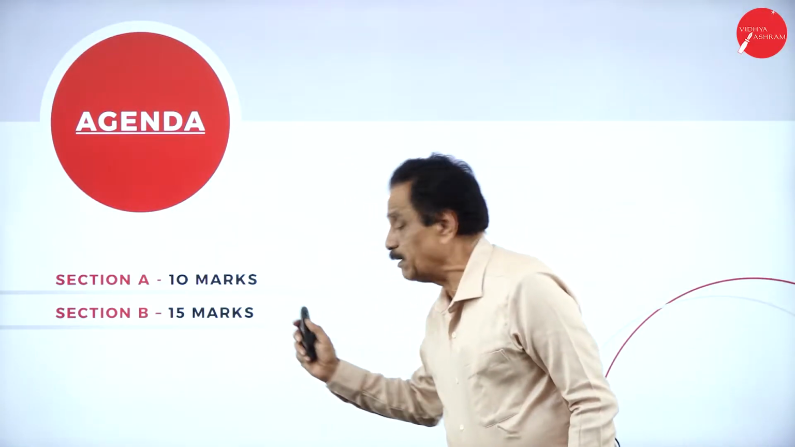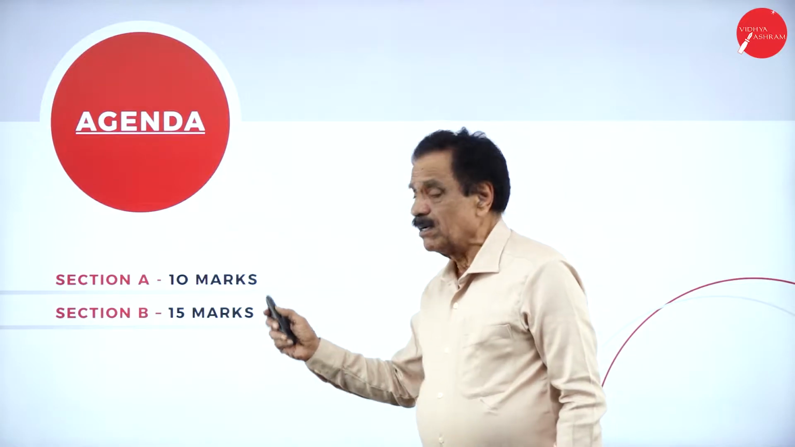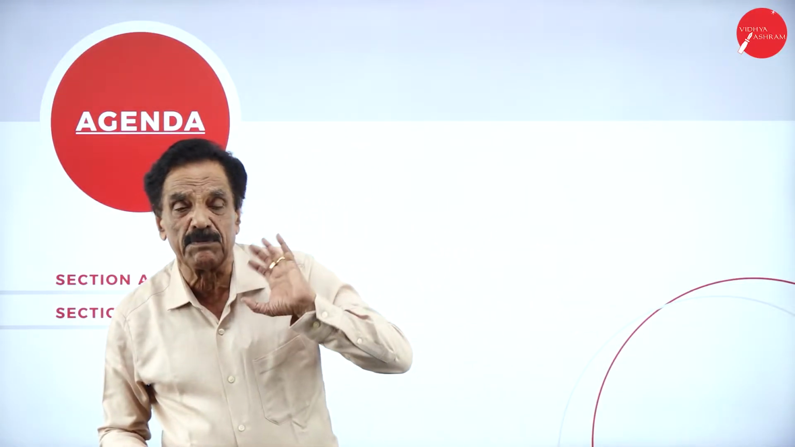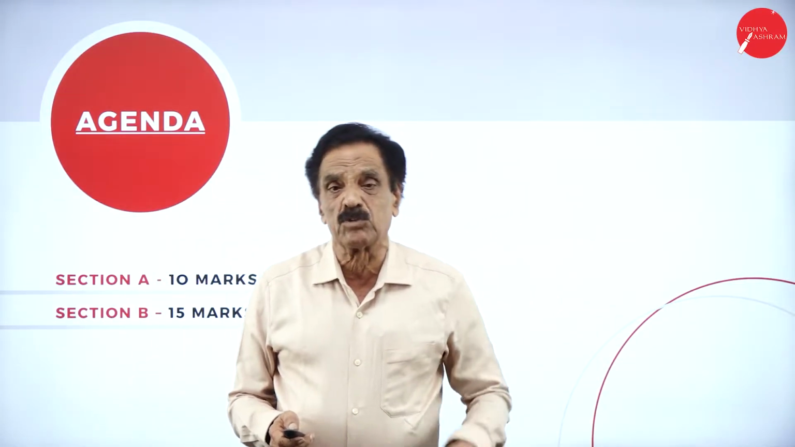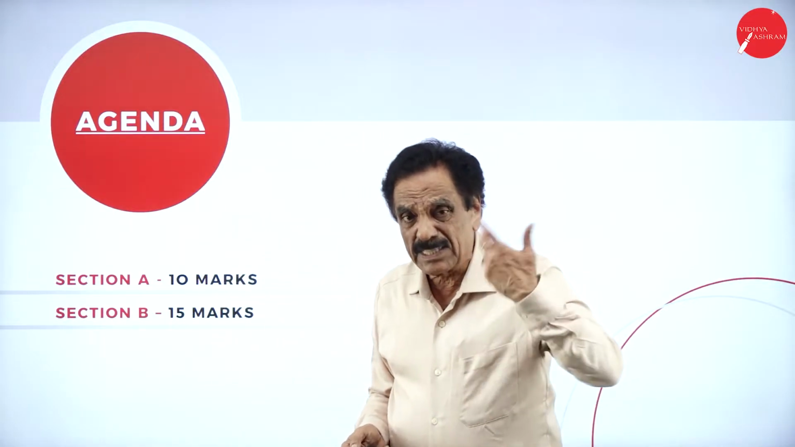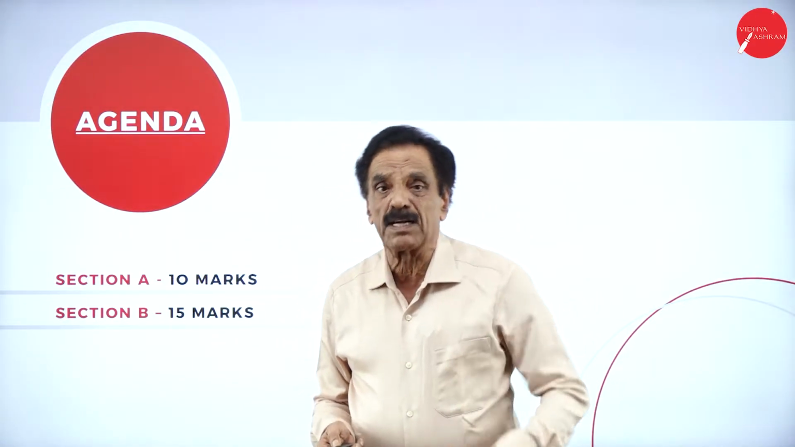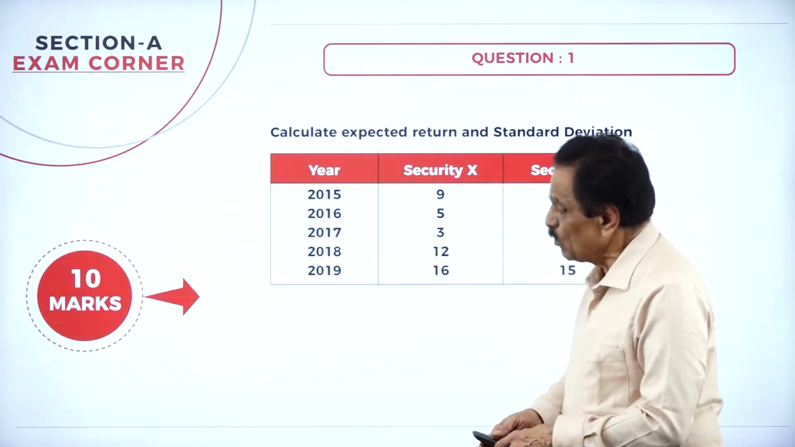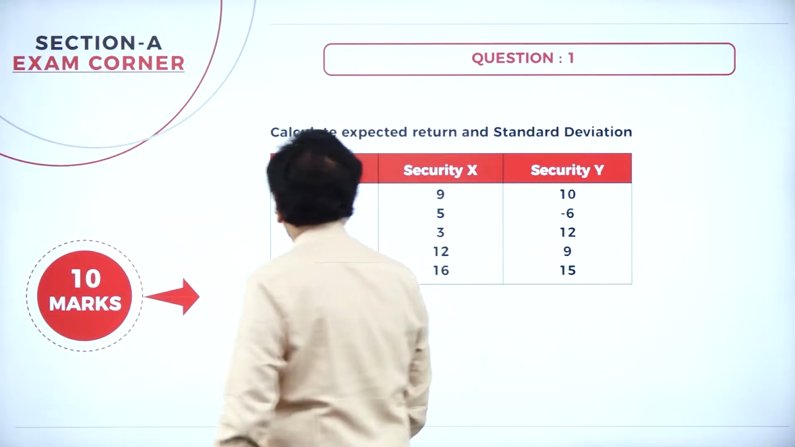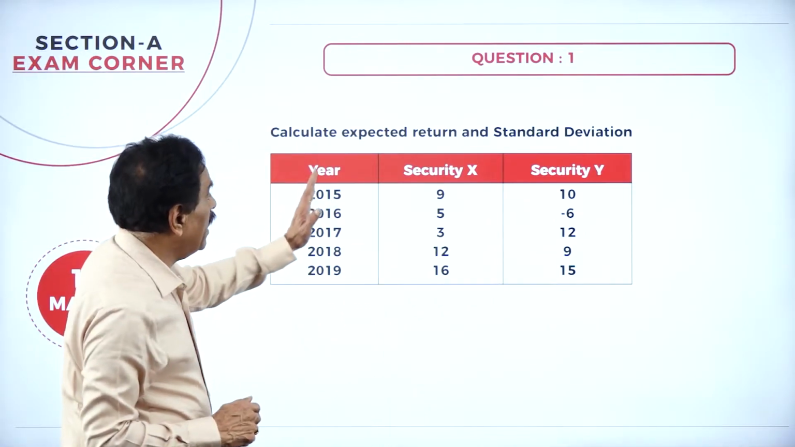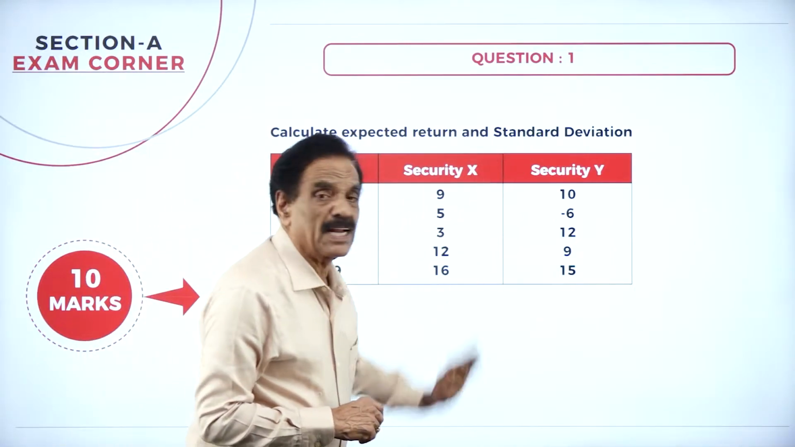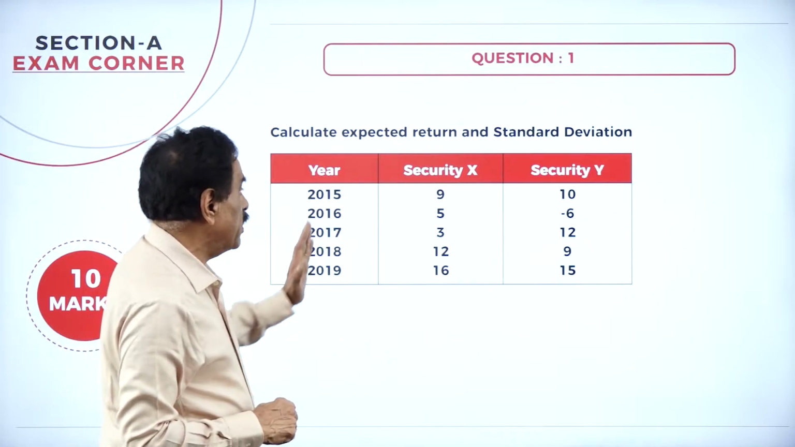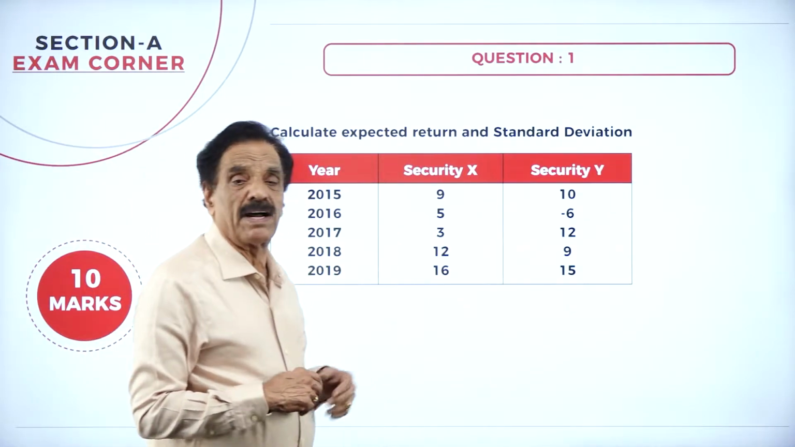So section A 10 marks, section B 15 marks, 25 means 50%. We are going to cover about 4 questions today. In the next session I am going to cover Part B, completing the entire model question paper. So we'll go with the 10 marks now. What is the question they ask? Calculate expected return and standard deviation. So security X and security Y.